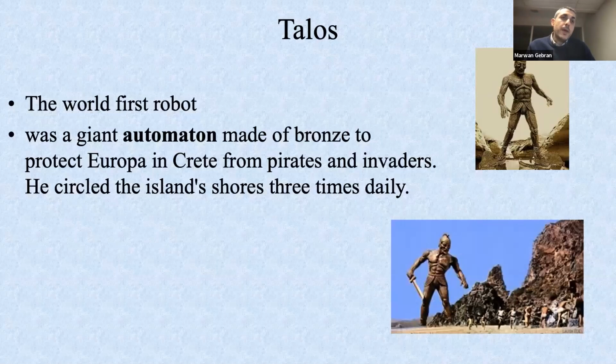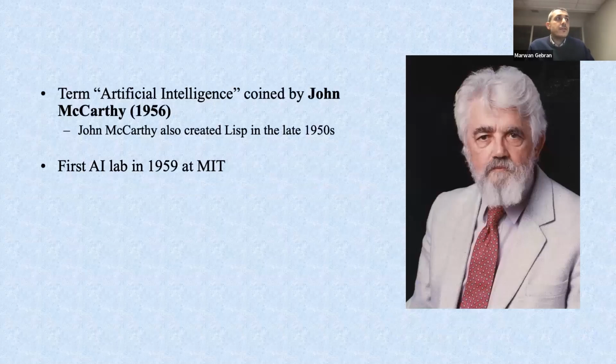Based on this, scientists were not able to apply artificial intelligence techniques because of the lack of technology. The first time it happened was in the 50s. The term artificial intelligence was coined by John McCarthy in 56, and the first lab in artificial intelligence was founded in 1959 at MIT.